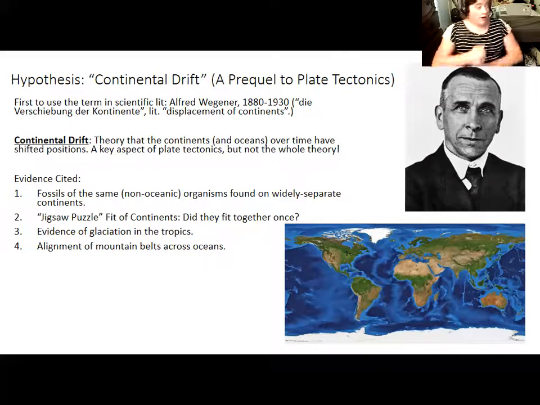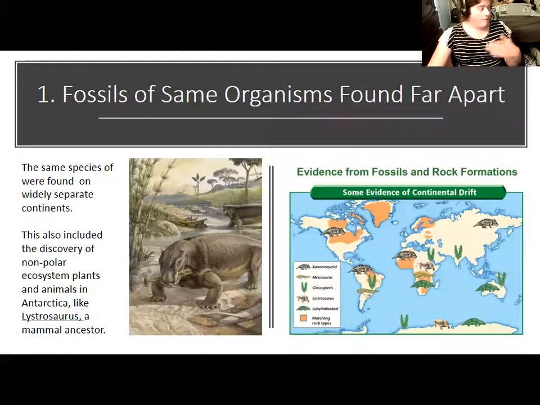The bits of evidence were fossils of the same plant or animal found on different sides of an ocean, the fact that some of the continents simply look like they should fit together, and yes, that is literally what he put in his paper, the fact that they found evidence of glaciers near the equator, and the alignment of mountain belts across the oceans. A lot of this is going to come down to either the Atlantic Ocean or the Southern Ocean. So let's go to the first of those, fossils.